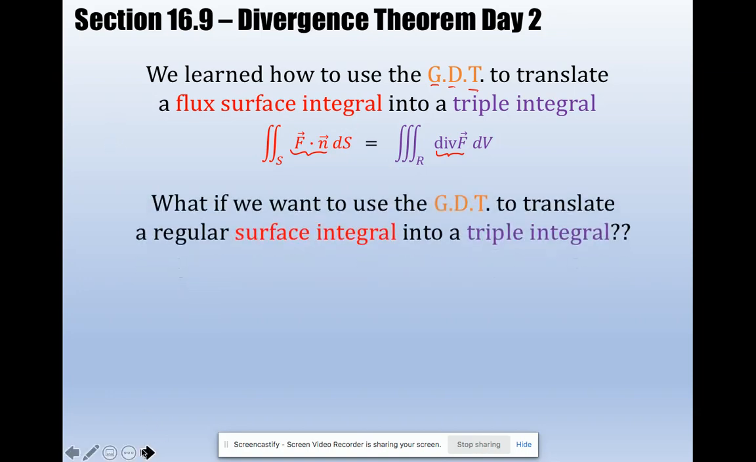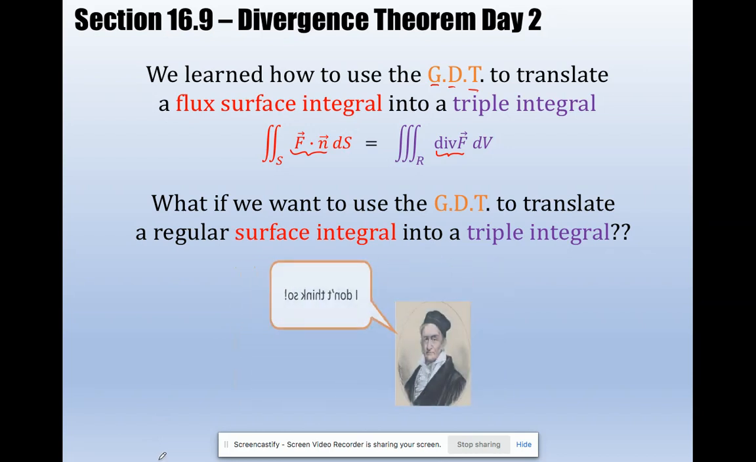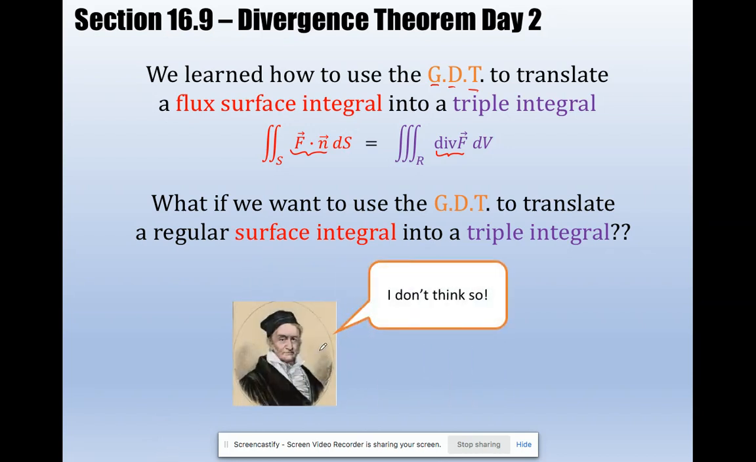Well, what if you want to use the Gauss divergence theorem to translate just a regular surface integral into a triple integral? Gauss says, I don't think so, right? This is a theorem. This is a theorem. You have to match the form of the theorem if you want to use it.